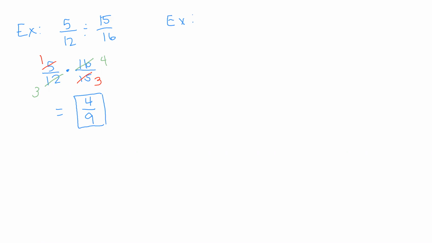Okay, let's say we have 12/27, and I'm going to divide 12/27 by 10/18. Go ahead and convert to multiplication. So the first fraction stays the same, and then I multiply by the reciprocal of the second fraction. All right, I want to look for any factors top to bottom that would cancel.